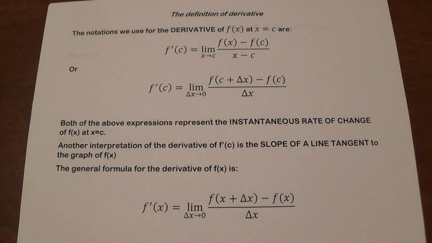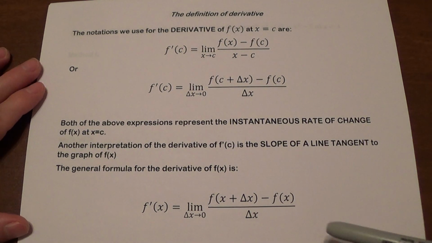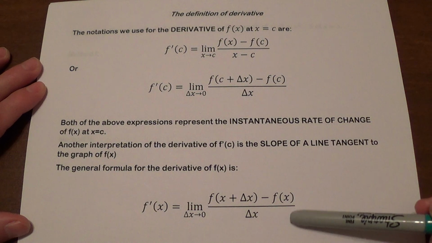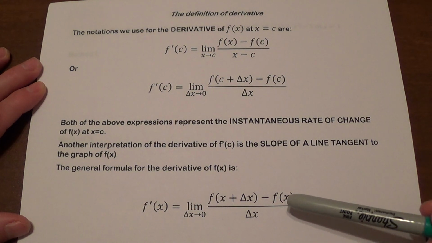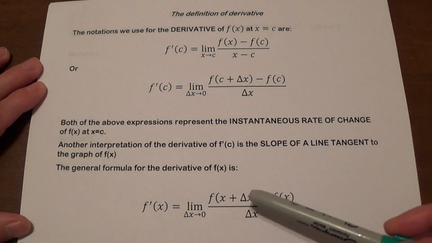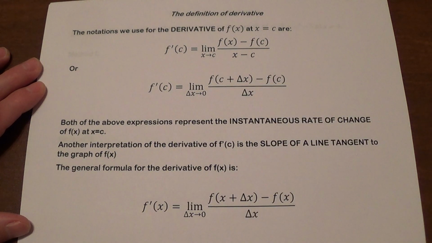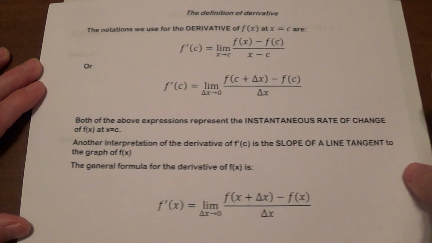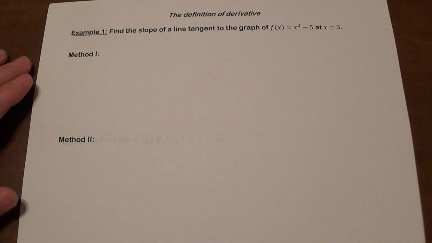And if you do not want to find it at a particular point, just want to find the derivative in general, then the formula that we use for that is going to be this formula. So the difference between this one and this one is that we do not use a specific value of c here, we just use x. Let's see how this works.